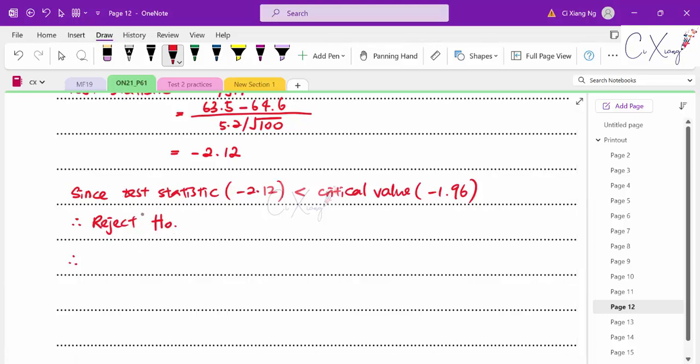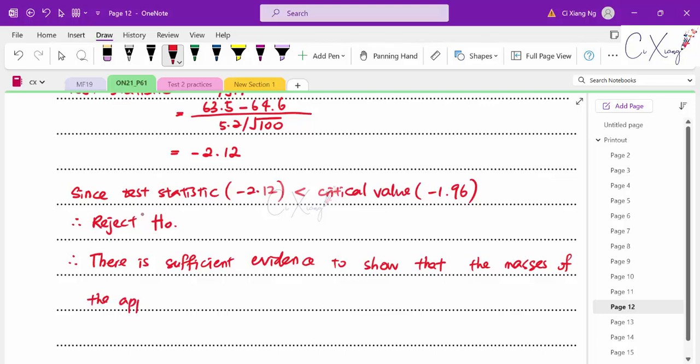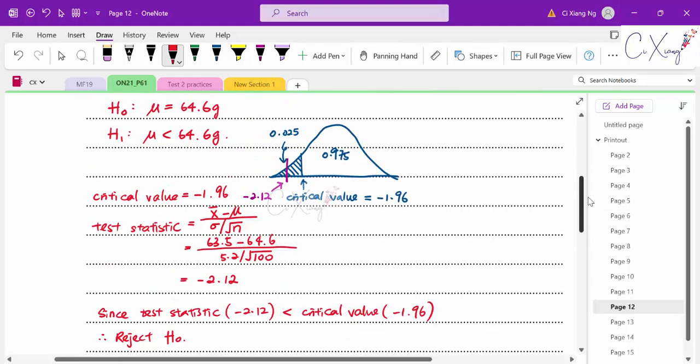Besides the decision, you also need to put in a conclusion statement in the context of the question. You can tell them that there is sufficient evidence to show that the mass of the apple is less than 64 gram. So this is how we run a complete test by using the information provided.